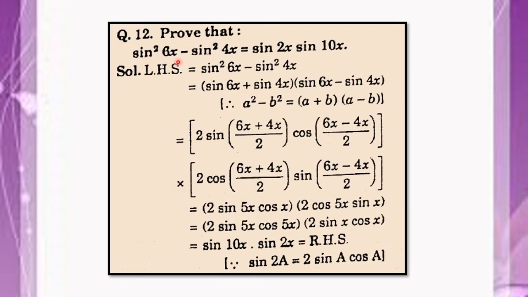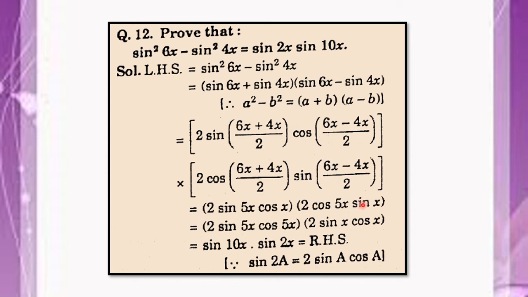12th question, sin square 6x minus sin square 4x. Here we can use the identity of a square minus b square, (a plus b) into (a minus b). Now sin a plus sin b is what? 2 sin((a plus b) by 2) cos((a minus b) by 2). Same way here also apply the identity sin a minus sin b, 2 cos((a plus b) by 2) into sin((a minus b) by 2) and then solve. 6 plus 4, 10 by 2 means 5x, and here 6 minus 4, 2 by 2 means 1x. Here this bracket also solve and here we are getting this thing.